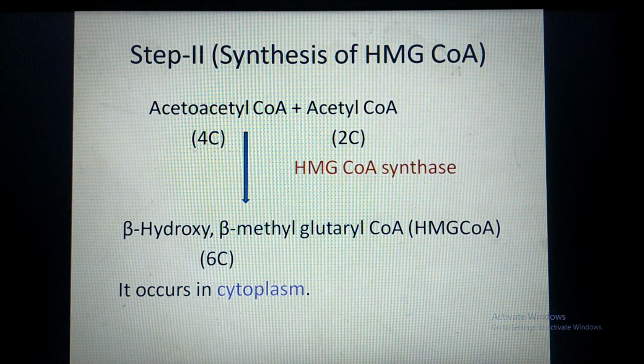Next step is synthesis of HMG-CoA. HMG-CoA is the short form of beta hydroxy beta methyl glutaryl-CoA. One molecule of acetoacetyl-CoA combines with another molecule of acetyl-CoA. So 4 carbon plus 2 carbon combine to form 6 carbon beta hydroxy beta methyl glutaryl-CoA, or HMG-CoA. The enzyme required for this step is HMG-CoA synthase. This step also occurs in cytoplasm.